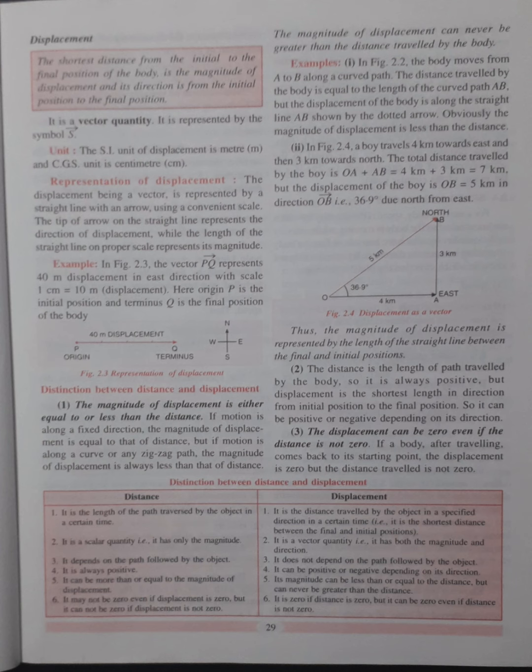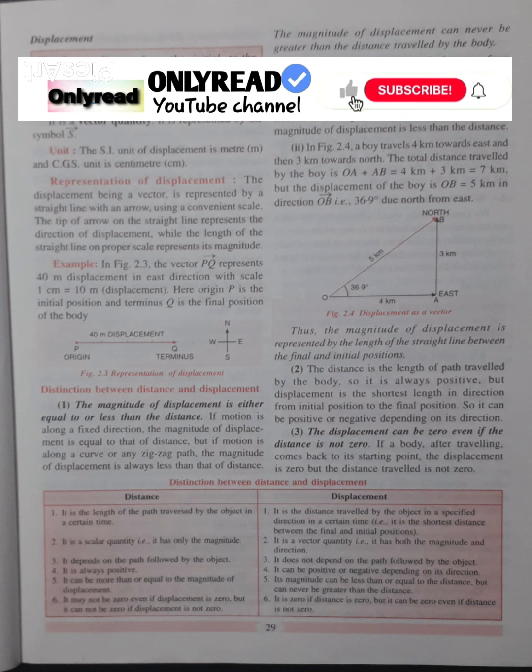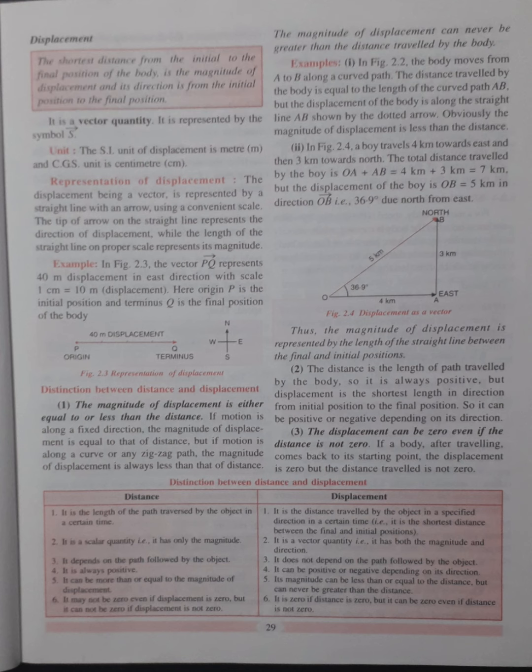So today let's continue the chapter Motion in One Dimension, Part 2. Displacement. The shortest distance from the initial to the final position of the body is the magnitude of the displacement, and its direction is from the initial position to the final position. It is a vector quantity. It is represented by the symbol S. Unit. The SI unit of displacement is meter and CGS unit is centimeter.